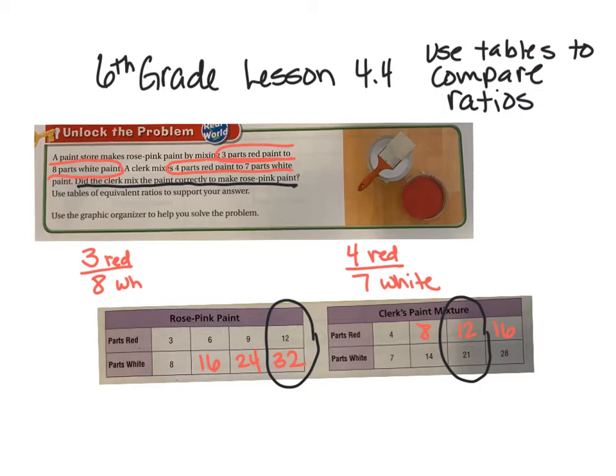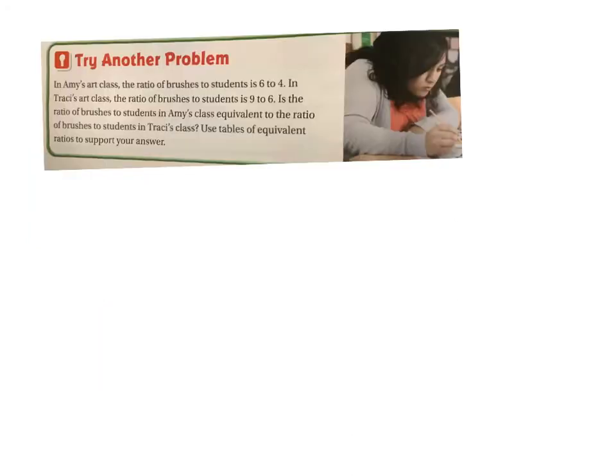Remember in the previous lesson, if the tables help, having those multiplication grids handy might be useful for you, so feel free to have those handy if that helps. Let's try another problem. In Amy's art class, the ratio of brushes to students is 6 to 4. In Tracy's art class, the ratio of brushes to students is 9 to 6. Is the ratio of brushes to students in Amy's class equivalent to the ratio of brushes to students in Tracy's class? Use tables of equivalent ratios to support your answer.